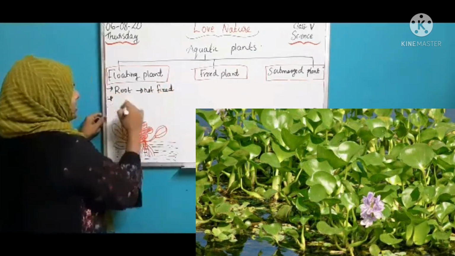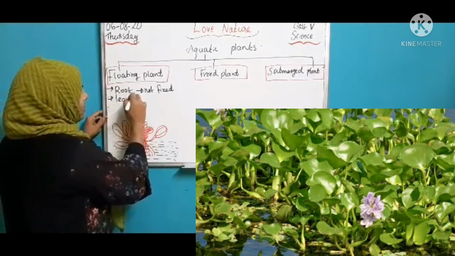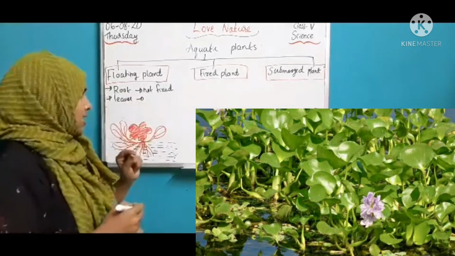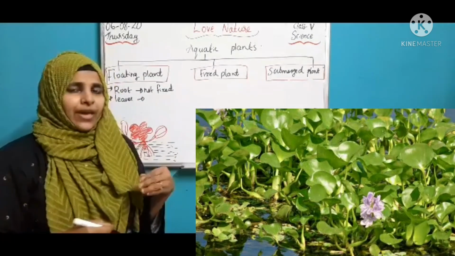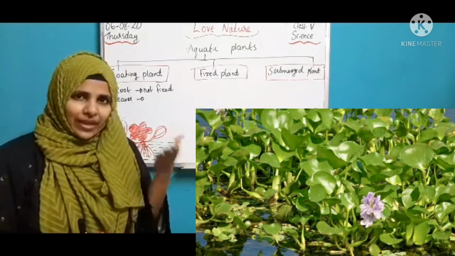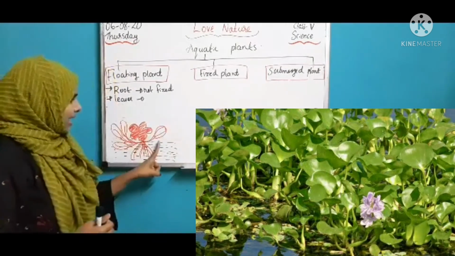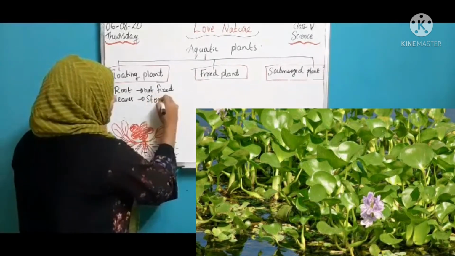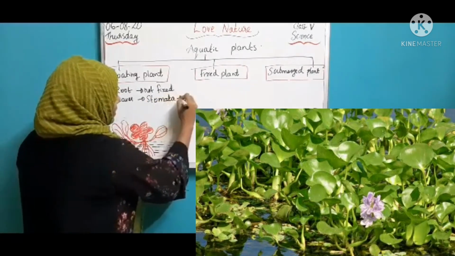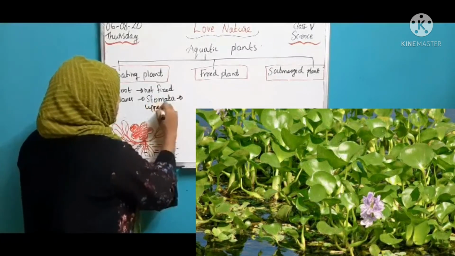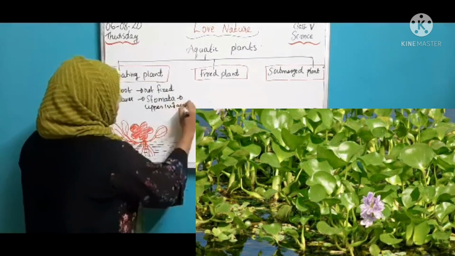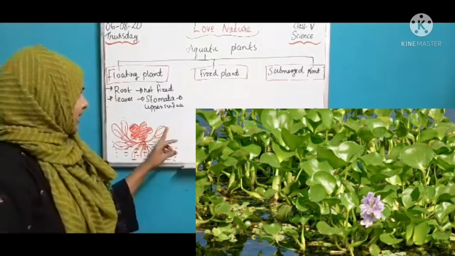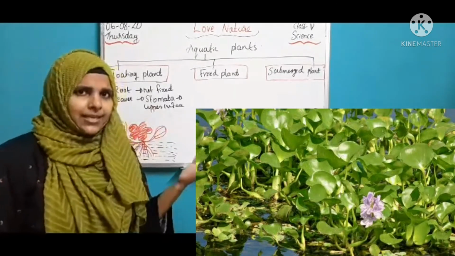Then what about its leaf, children? Leaves have stomata on the upper surface of the leaf. In aquatic plants, you can see the stomata on the upper surface of the leaf. That's why they can easily exchange the gases.